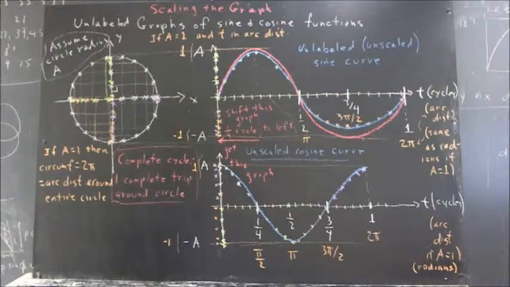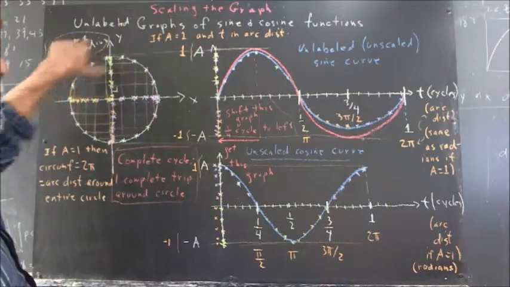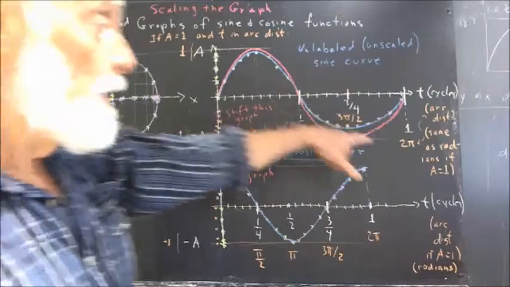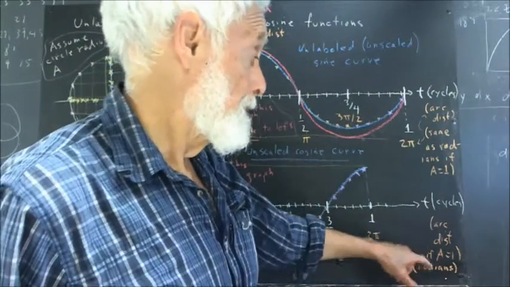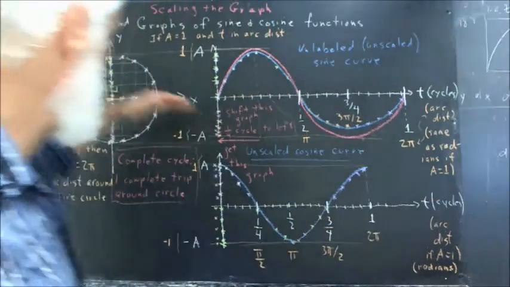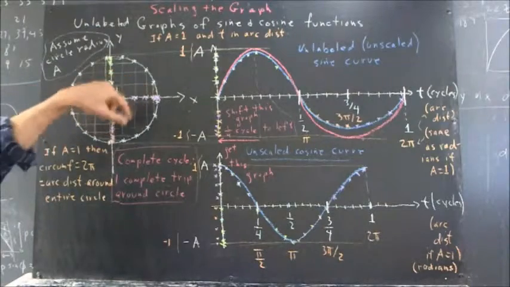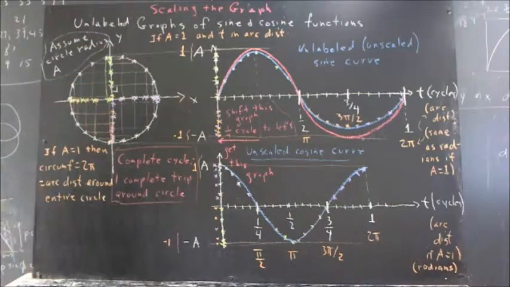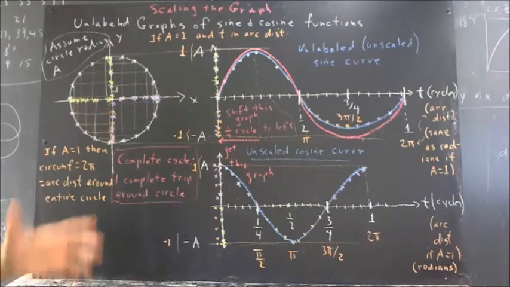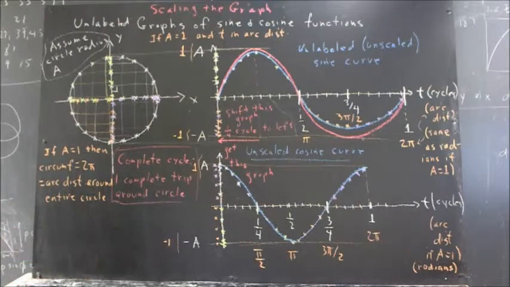Now this arc distance, if the circle has radius 1, is the same as the radians. The number of radians of the angle as we go around the circle. And that could be taken as the definition of radians. It's not the usual definition. I've got a little room here. I'll give you the usual definition so we can see that the two definitions are equivalent.